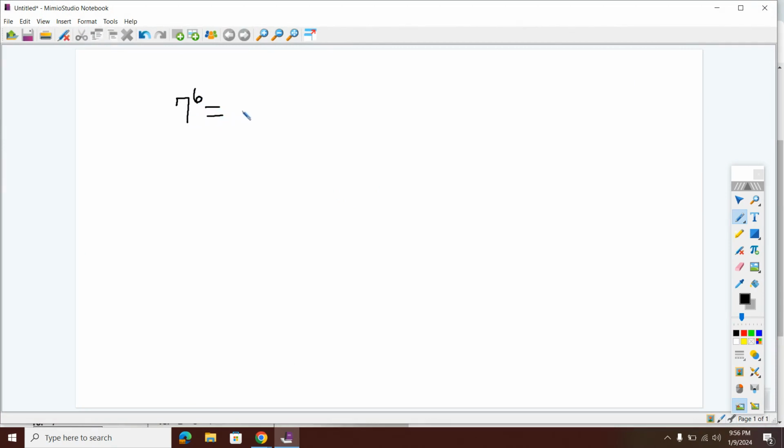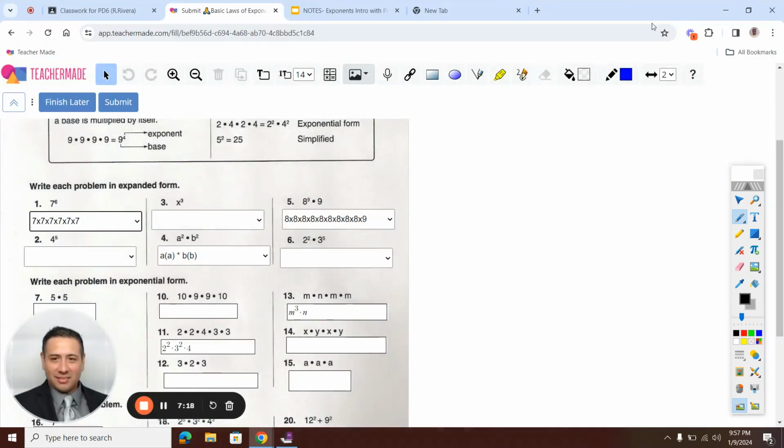What does that mean in math? This means 7 times 7 times 7 times 7 times 7. That's 1, 2, 3, 4, 5. One more, times 7. That's all I wanted. That's it. Just let me know how to expand that exponential form. So you just choose that one, 7 times 7 times 7 times 7.